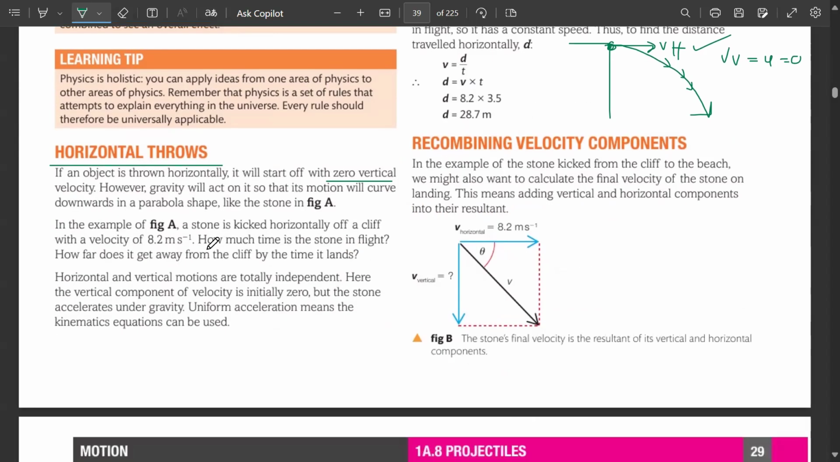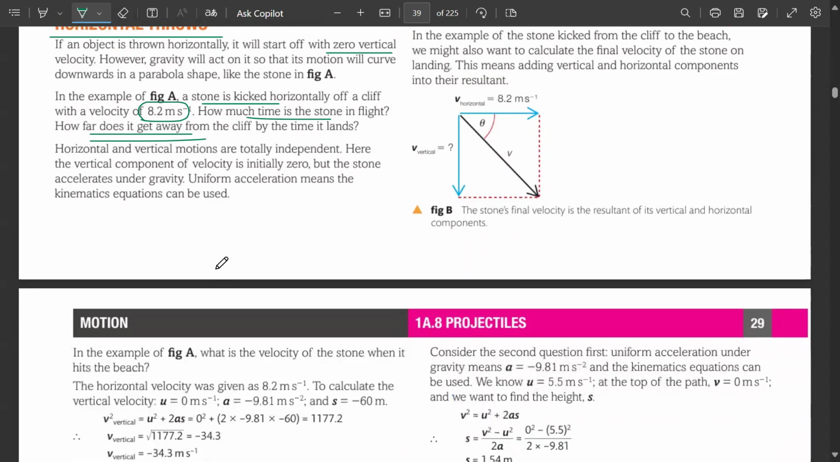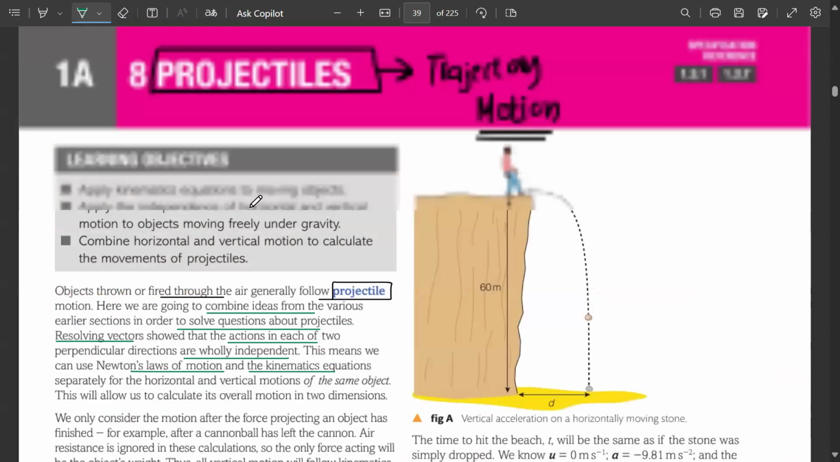याद रखें. So the stone is kicked off horizontally off a cliff with a horizontal velocity of 8.2. How much time is the stone in flight, and how far does it get away from the cliff by the time it actually lands? Now, horizontal and vertical motions are totally independent, and here the vertical component of velocity is initially zero, but the stone accelerates under gravity, and uniform acceleration means that the kinematics equations can be used over here as well.